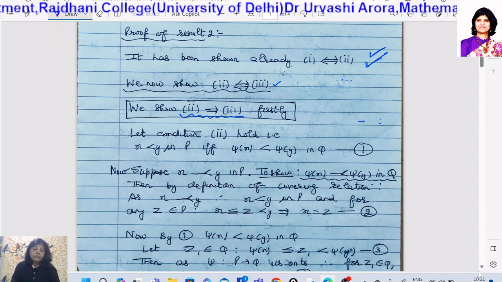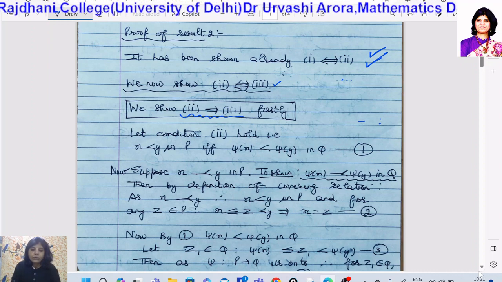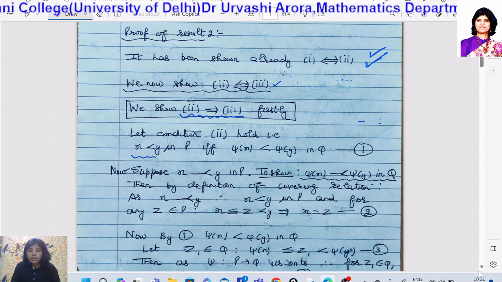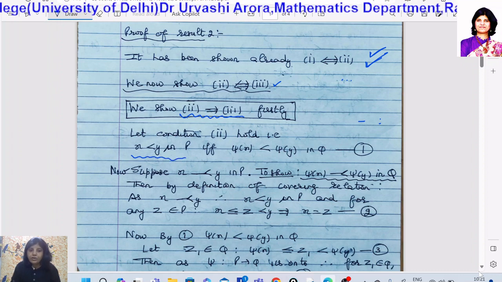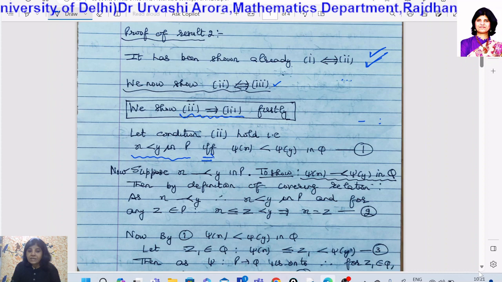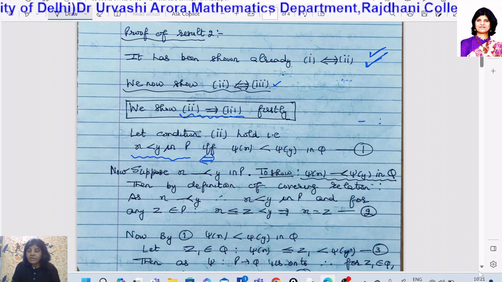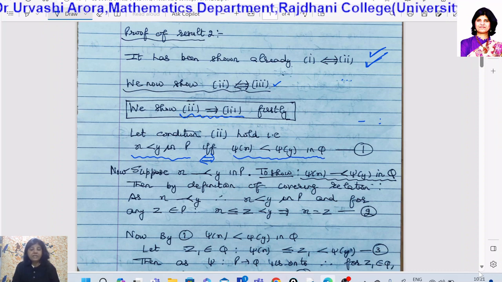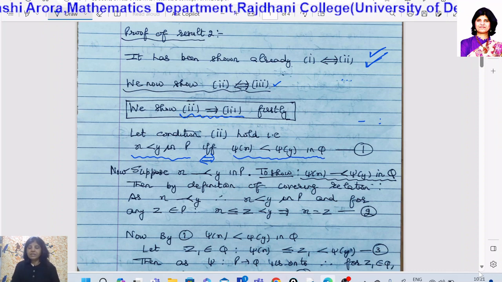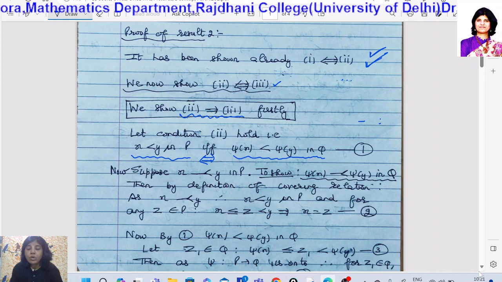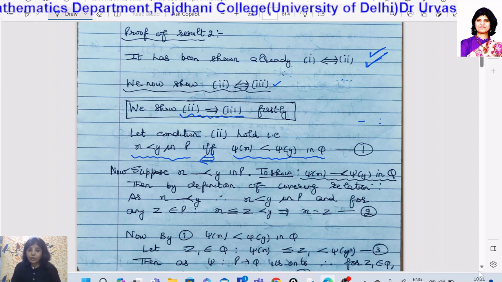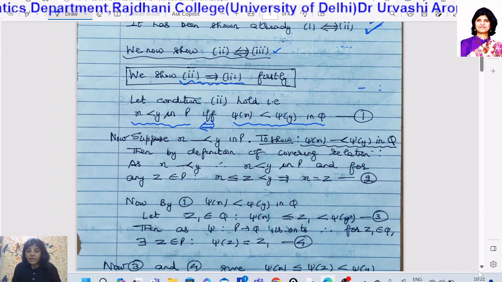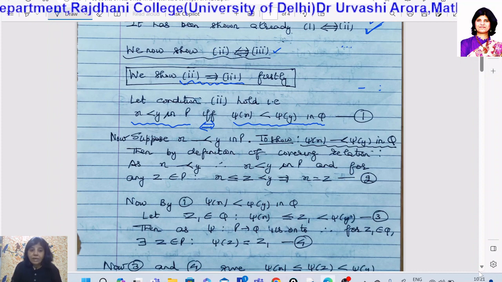This is the first thing that we have to assume. So now what is condition 2? Condition 2 is that x is strictly related to y in P if and only if psi x and psi y are related in the same way, which means that the image psi x is strictly related to the image psi y in Q. So let me suppose that.